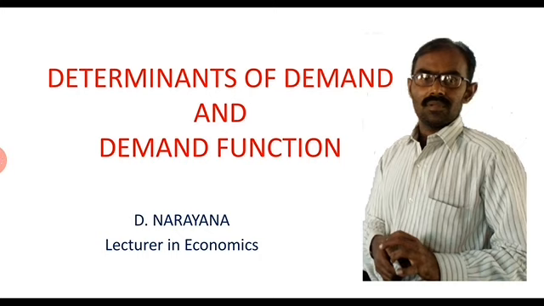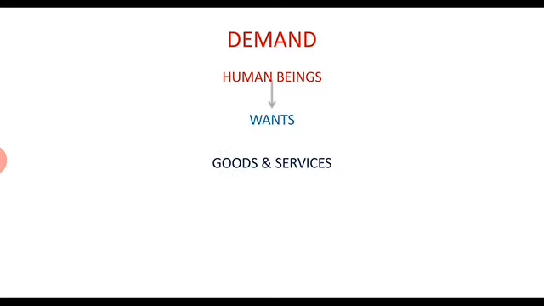Let us discuss the determinants of demand and the demand function. Demand. As we are all human beings, we have some wants. These wants are satisfied with goods and services. We fulfill our wants with the goods and services. First, the goods and services will be purchased. The purchase of goods and services leads to demand.